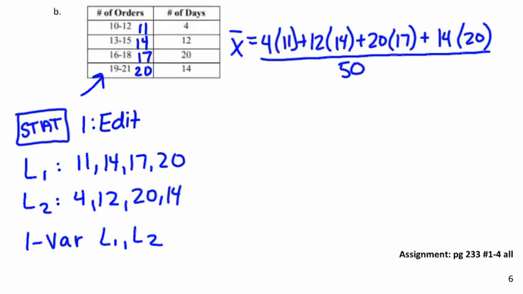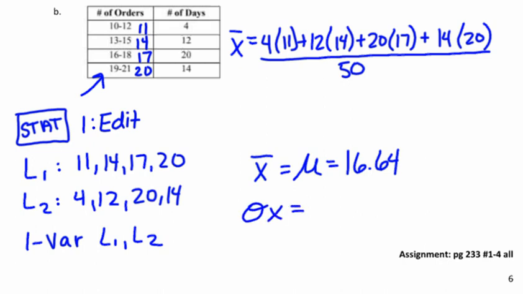A list will show up and it'll tell you what your mean is. It might show you the x with the line, or it might have the fancy mu. And you'll see that's 16.64. It'll also give you the symbol standard deviation with an x, or some calculators are just the standard deviation, but your calculator will solve that, that's 2.73.